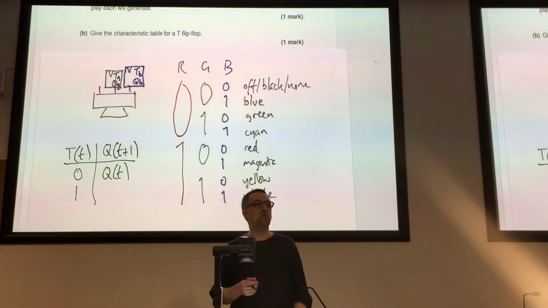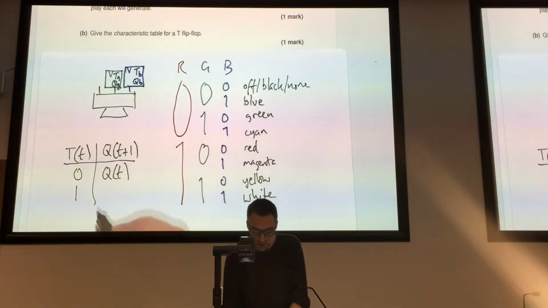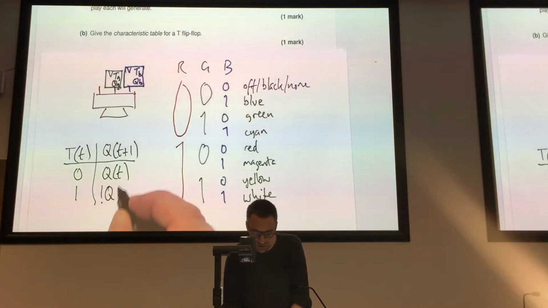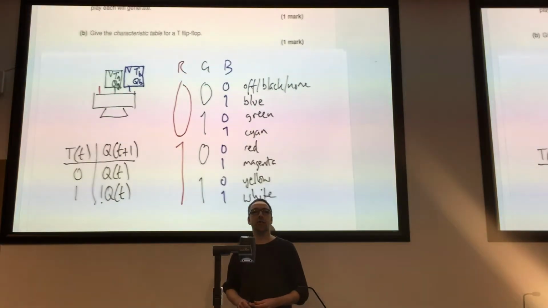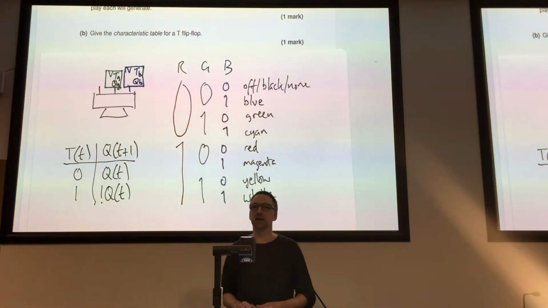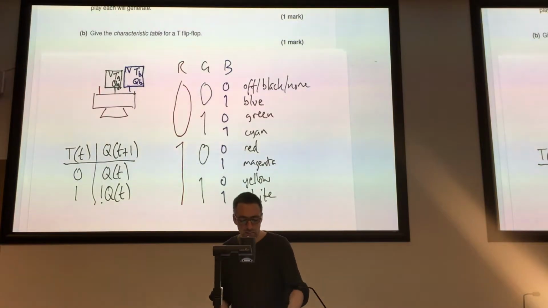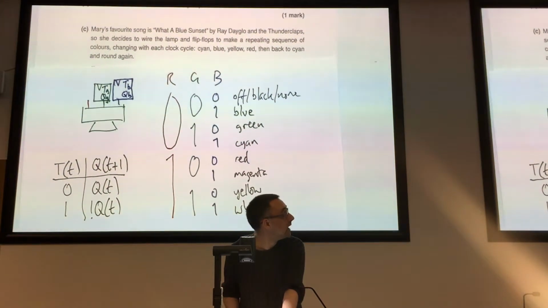What happens if T is 1? Then it will toggle, so we get that Q of t plus 1 is not Q of t. So whatever it was at time t, it will be the opposite at time t plus 1. Okay, so that's hopefully marks for reading and marks for bookwork. What happens next?